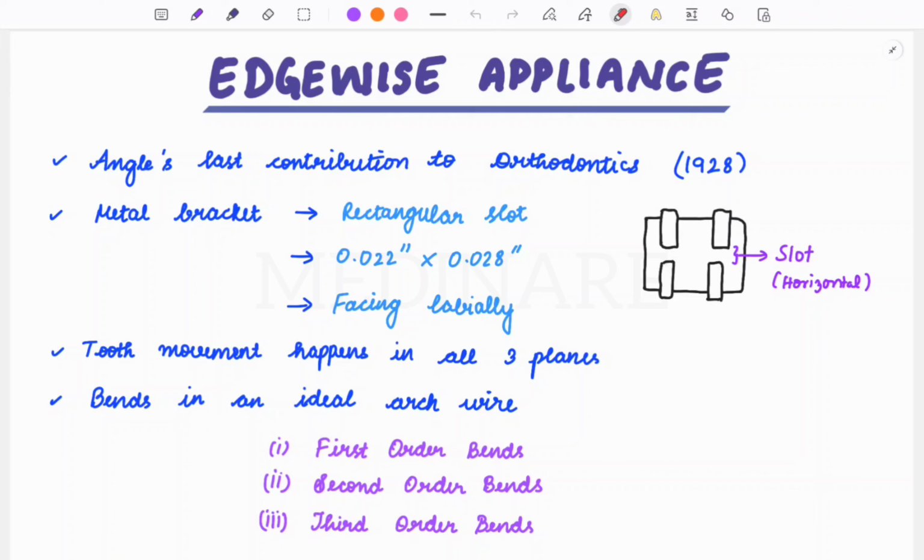The unique feature of having a rectangular wire in a rectangular slot enabled controlled movement of the tooth in all the three planes of space. For this purpose, Angle described the use of an ideal arch wire that incorporated certain bends called first order bend, second order bend and third order bends. So let's discuss each bend in detail.